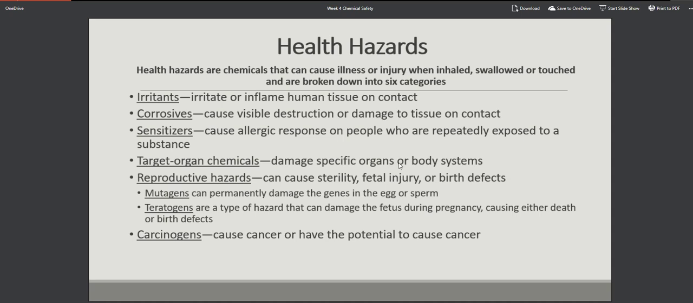The reproductive hazards can cause sterility, fetal injury, or birth defects. And out of those 2, that's broken up into 2 other parts. Mutagens can permanently damage the genes in the egg or the sperm. And I'm trying to remember how to pronounce this. Teratogens are a type of hazard that can damage the fetus during pregnancy, causing either death or birth defects. And then last but not least is carcinogens, which cause cancer or have the potential to cause cancer down the line. Okay?